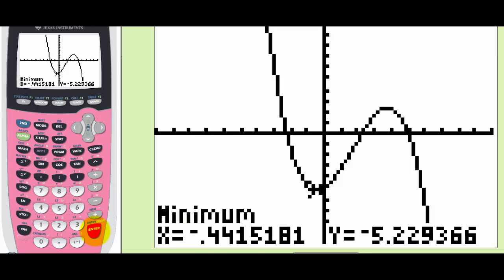You have the where is the local min, and the where is negative 0.44, and the what is the local min, and the what is negative 5.22 right here. Okay, the y is the what, the where is the x.